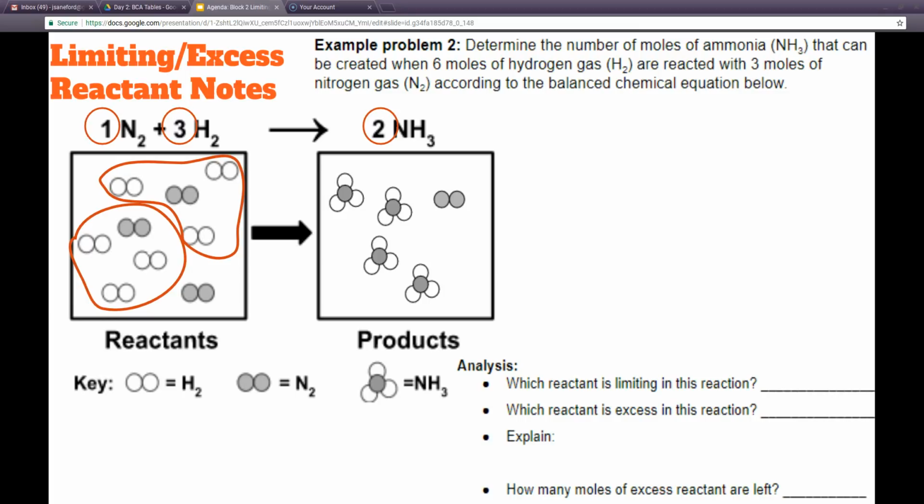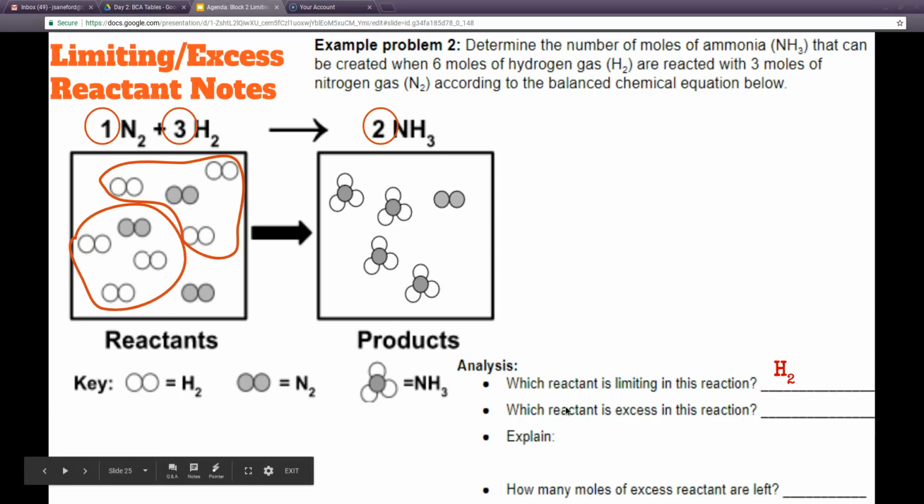So now that we've drawn our particles, we can do the analysis and figure out the limiting, excess, and how much excess. So which is the limiting reactant in this reaction? So which one ran out first? Which one did we not have any leftovers for? So if you look, there are no leftover white circles, which is the hydrogen. So the hydrogen this time is the limiting reactant. There were none left over. The number of hydrogen moles determined how much product we could make.